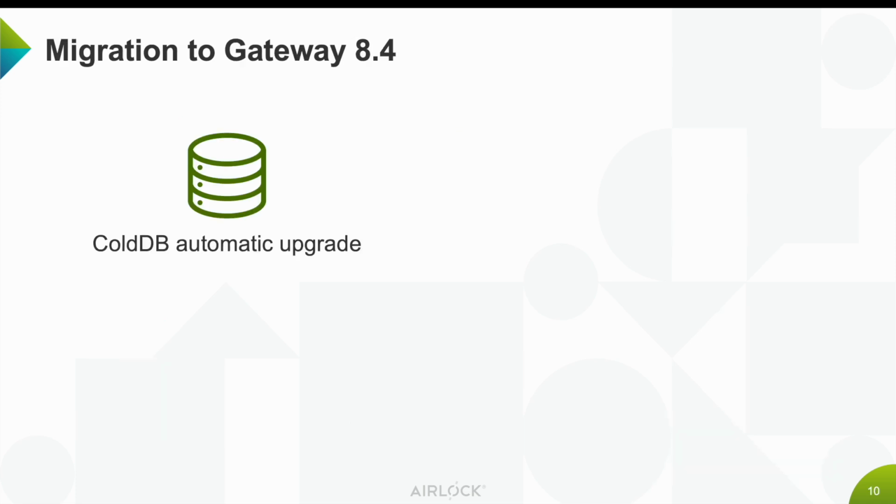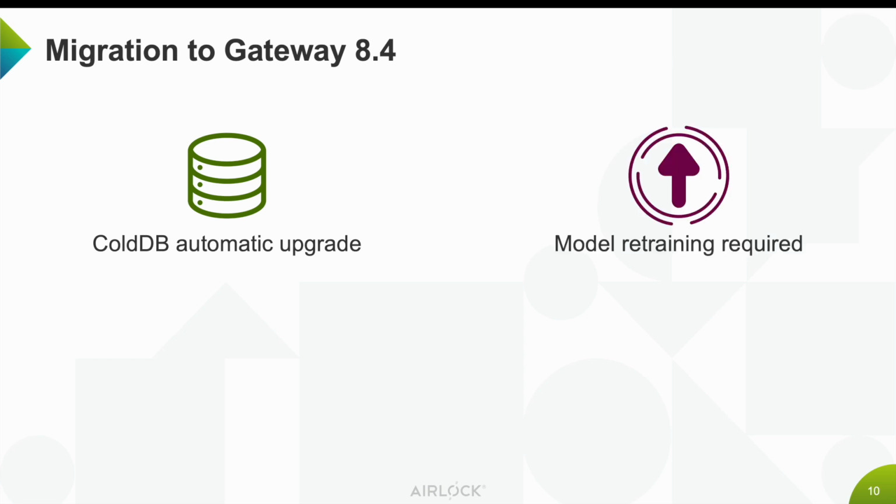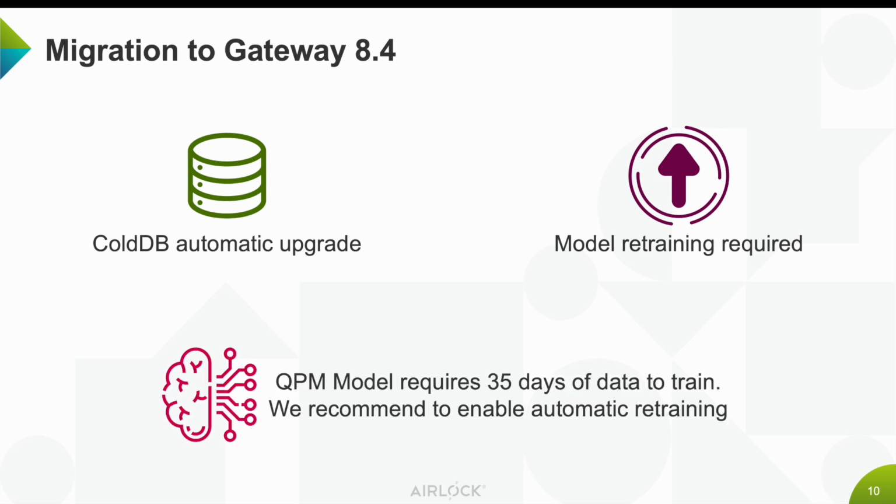Now, one last word on the migration. If you're upgrading to Gateway 8.4, then the CoLD DB will be automatically upgraded. You don't have to do anything with that, but the models won't be. They still require retraining, so you have to go into the Anomaly Shield. You have to start the model training manually, and once the models are trained, you have to activate and enforce those new models.